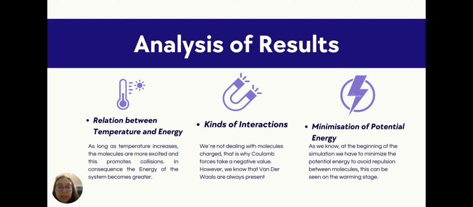And finally, we could see that the minimization of potential energy has an impact on the warming stage. As we know, at the beginning of the simulation we have to minimize the potential energy to avoid repulsion between molecules. This can be seen in the warming stage. We could see that at the beginning, the potential energy becomes very low, but as time passes, it increases.